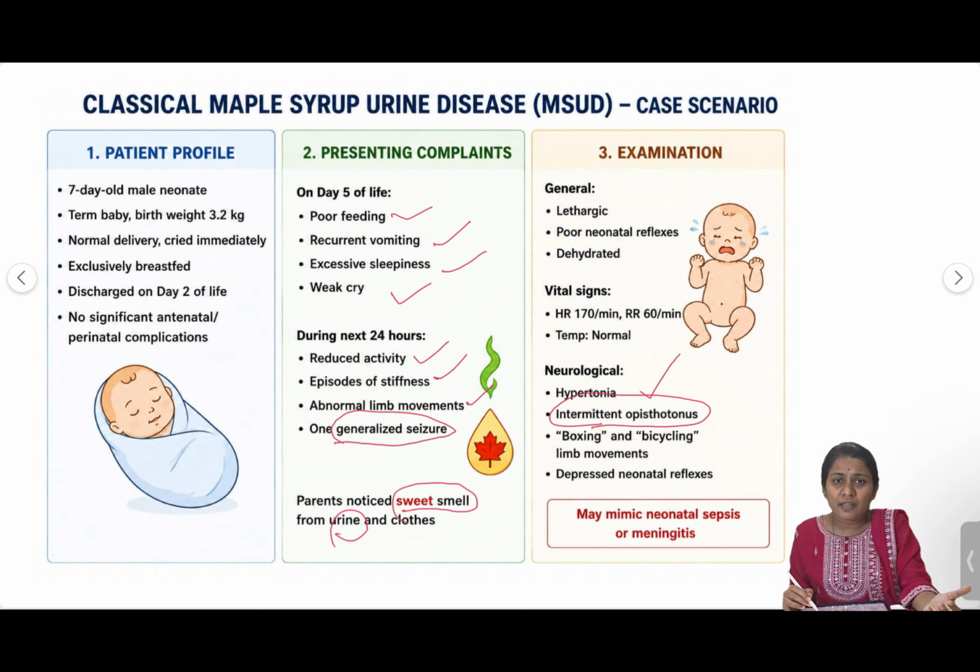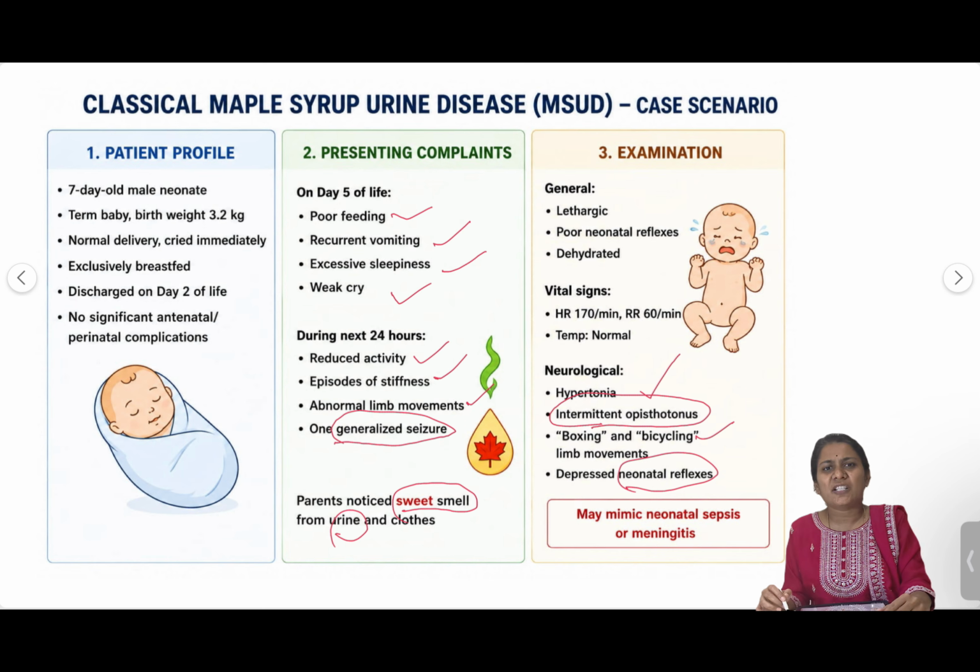In the newborn period, the baby will present with what? Hypertonia that alternates with hypotonia or flaccidity, and sometimes it also presents with what? Opisthotonus. What is opisthotonus position? That is arching of the back. Where else will you see opisthotonus? In strychnine poisoning, tetanus, in those conditions you will also see opisthotonus. Also boxing and bicycling limb movements and depressed neonatal reflexes.